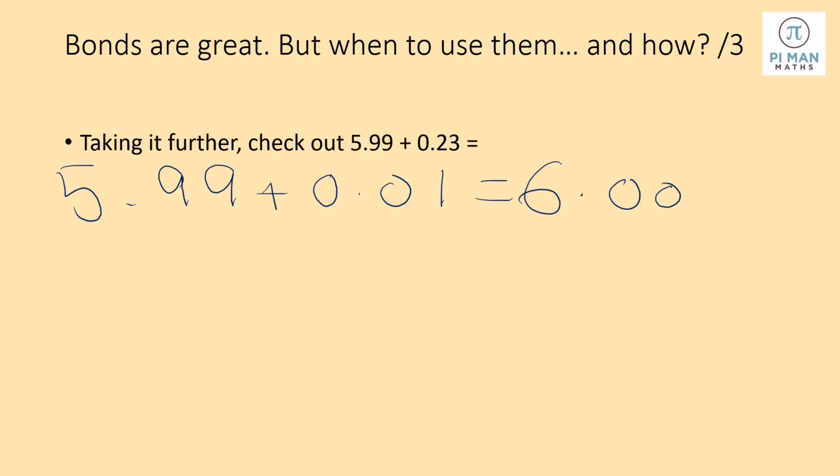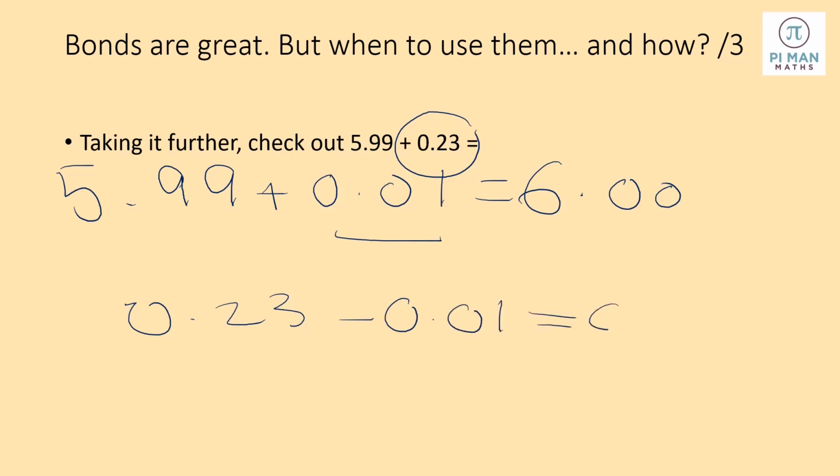But where's that 0.01 come from? Where does this come from? Well, it comes here from 0.23. 0.23, and you've taken off 0.01 gives us 0.22. And this can be added to 6.00, which gives us the answer of, this is all done in your head, 6.22. You see how powerful it is? And this is a year 5 curriculum level, solving problems involving numbers up to 3 decimal places.